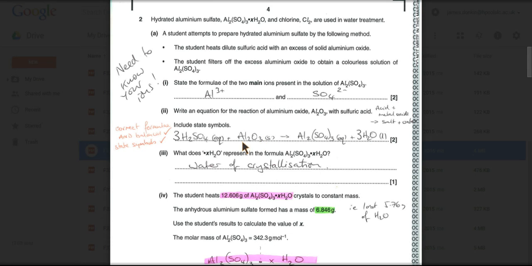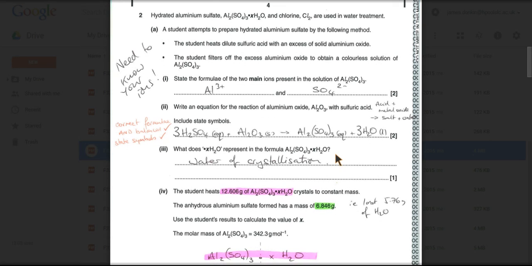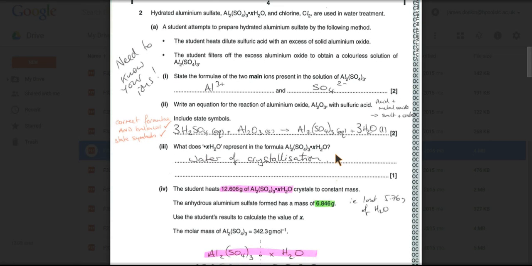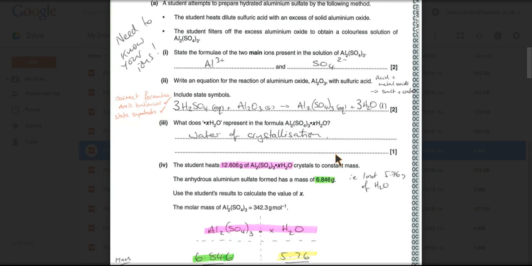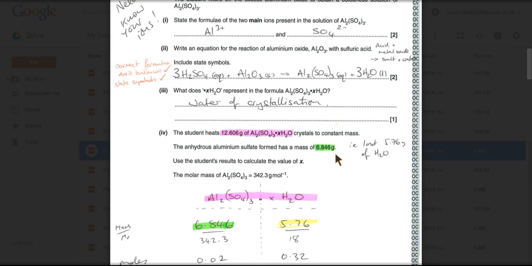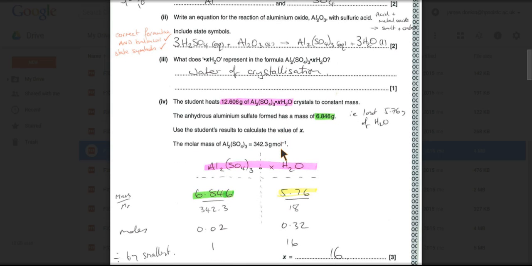State symbols. All acids are aqueous. Aluminium oxide is solid. Aluminium sulfate would be an aqueous solution, and water is obviously a liquid. The dot XH2O represents water of crystallization. And then the calculation starts. So I've set this out a bit like an empirical formula calculation. We'll just talk through that now.